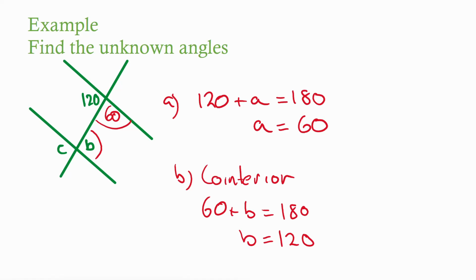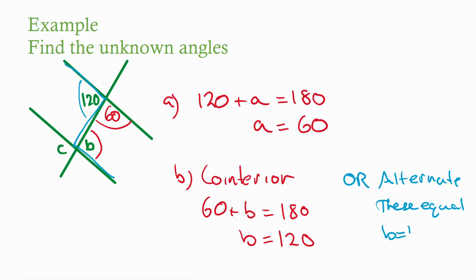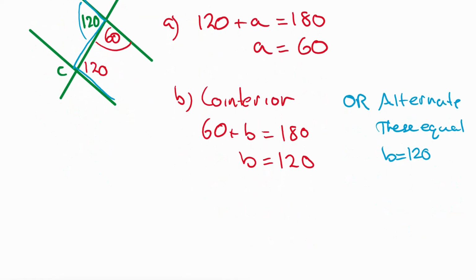The other way I could do it, and I'll do it in blue this time, is if I highlight those lines, it makes a Z shape with 120 and B. So, alternate angles, because it makes that Z shape and these are equal. So B needs to be 120. Two different ways that we ended up with the same answer. So if I go down here now and get rid of that, I now know that this is 120, and I can move on to finding C.